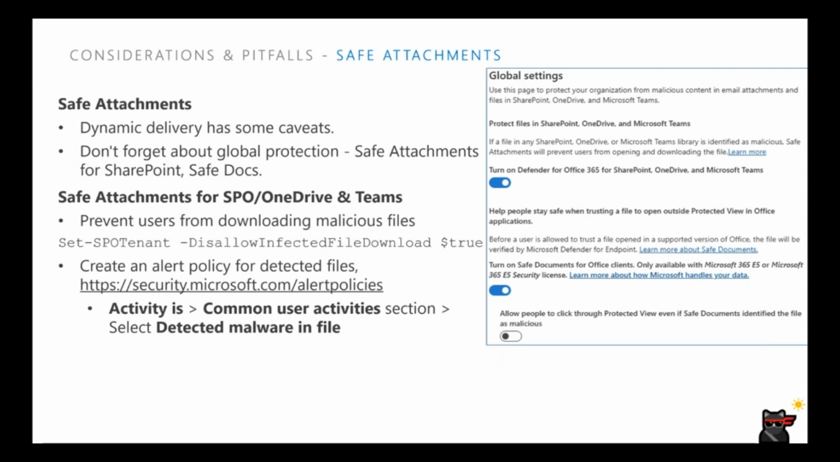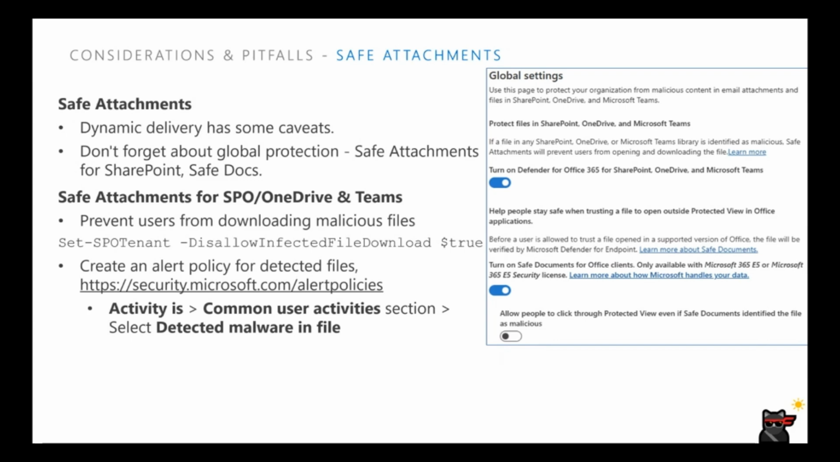But we also have the ability to prevent users from downloading malicious files that have been uploaded to SharePoint Online, OneDrive or Teams through this command. So check if you have that enabled in your tenant with Get-SPOTenant. To set that and prevent the users, you need to use Set-SPOTenant with the parameter DisallowInfectedFileDownload set to true.